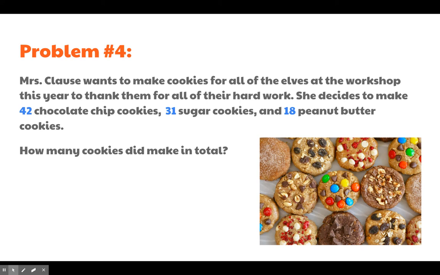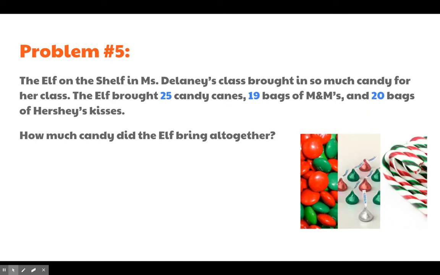And last but definitely not least, problem number 5. The elf on the shelf in Miss Delaney's class brought in so much candy for her class. The elf brought 25 candy canes, 19 bags of M&Ms, and 20 bags of Hershey's Kisses. How much candy did the elf bring all together? So this is going to be a lot like problem number 4. So what you're going to do is put all 3 of those numbers together, your 25, 19, and 20, add them all together, and you will find your answer.